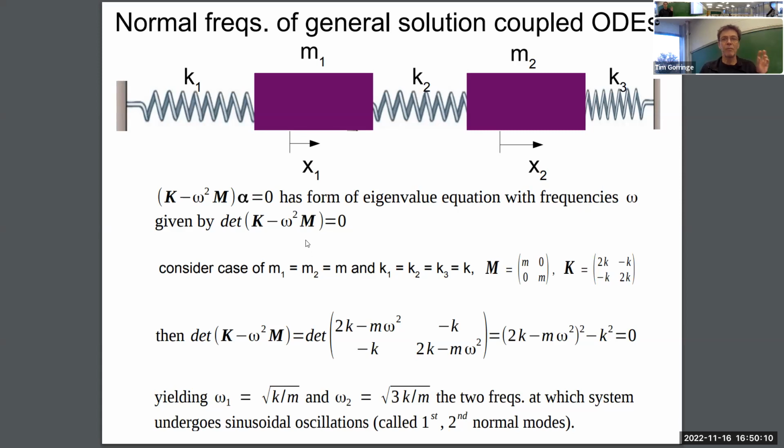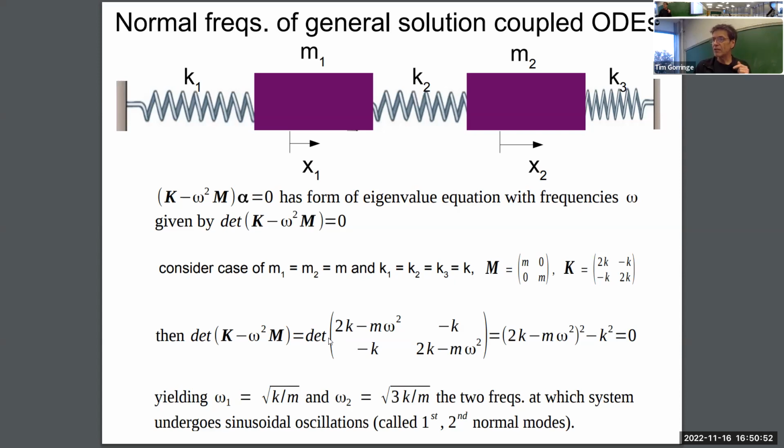To keep this simple and straightforward, I've made the masses the same, so M1 and M2 are the same. I made all the spring constants the same, so they're all equal to K. And then my matrix M just becomes this diagonal matrix. My matrix K becomes this non-diagonal but symmetric matrix over here. And so if I form K minus omega squared times M, I get this matrix here. So this matrix is K minus omega squared M, the spring matrix minus omega squared times the mass matrix.